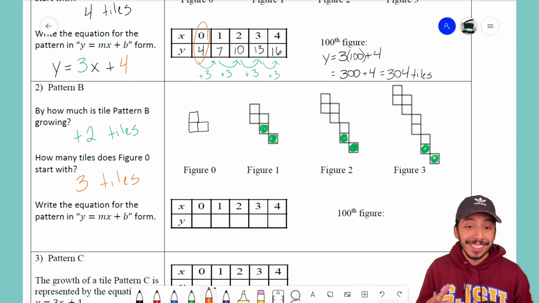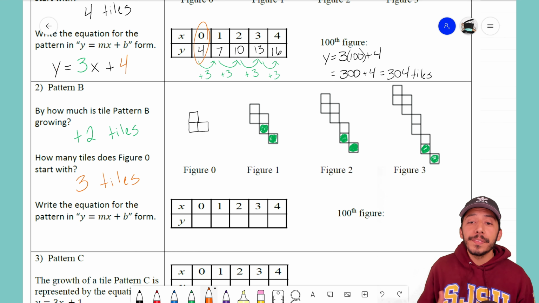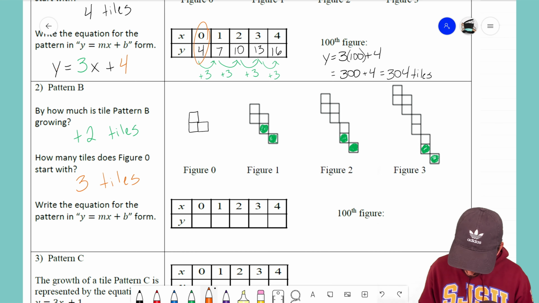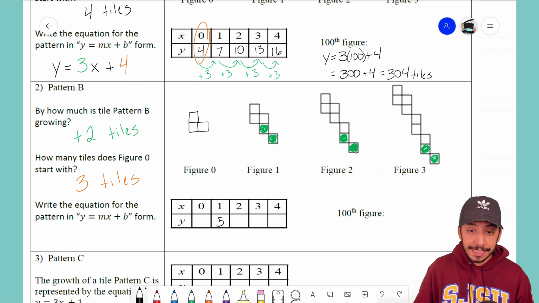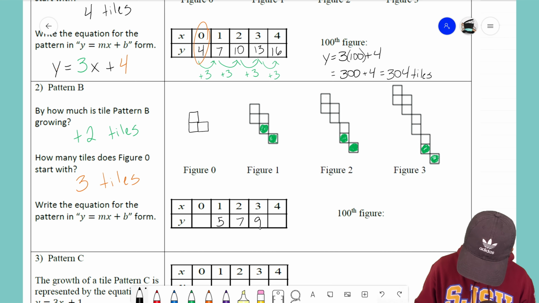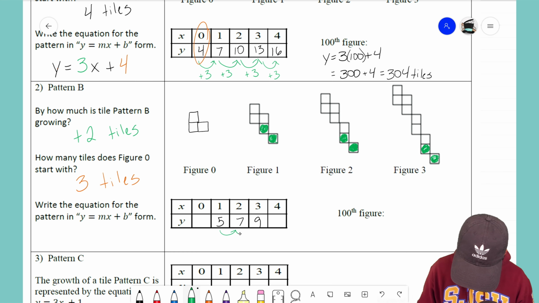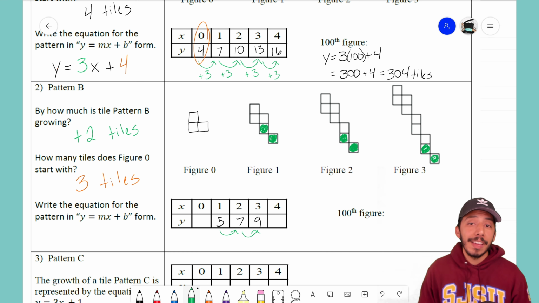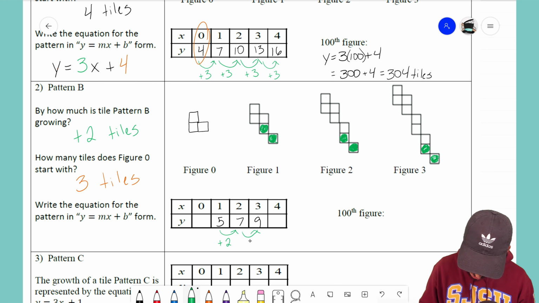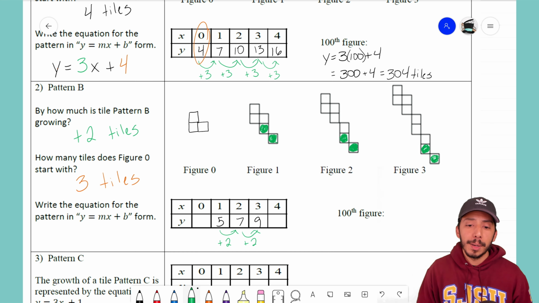And if we want to, again, double check our work, let's go to the table and fill in the information that we know. We see figure 1 has 1, 2, 3, 4, 5 tiles. Figure 2 has 1, 2, 3, 4, 5, 6, 7 tiles. And figure 3 has 1, 2, 3, 4, 5, 6, 7, 8, 9 tiles. If you were unsure about whether or not our pattern was growing by 2 tiles, look at our table now. I think it's a lot more clear that as we go from 5 to 7 to 9, we are adding 2 tiles each figure number.